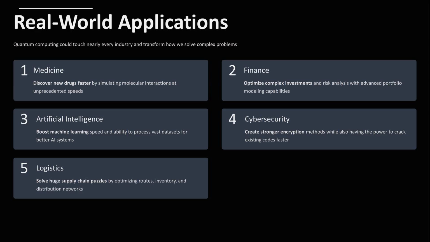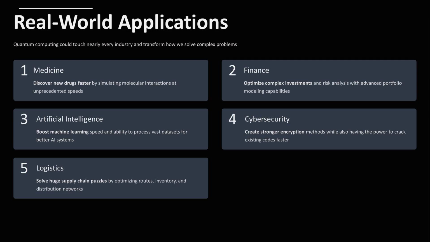This slide showcases the transformative potential of quantum computing across 5 key industries. In medicine, quantum computers could revolutionize drug discovery by simulating molecular behavior at scales impossible for classical computers, potentially reducing development time from decades to years. The finance sector could benefit from quantum optimization algorithms that analyze complex market variables and risk factors simultaneously.